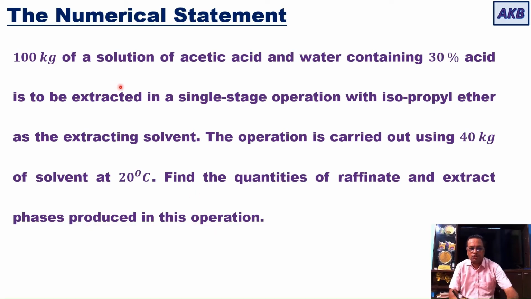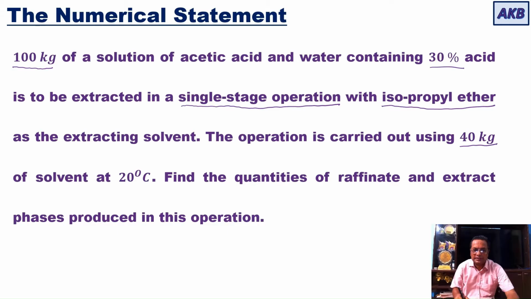So you have a solution of acetic acid and water. We have 100 kg of the solution, and the solution contains 30% of acid in it, and this is to be extracted in a single stage extraction operation. The solvent used is isopropyl ether, and the operation is carried out by using 40 kg of solvent, at a temperature of 20 degrees Celsius. And we are supposed to find out the quantities of raffinate and extract phases.